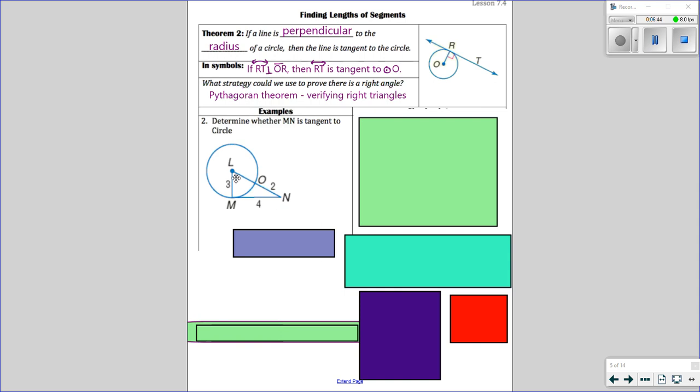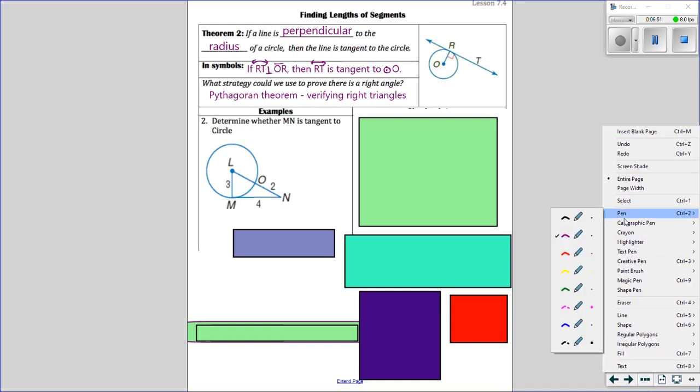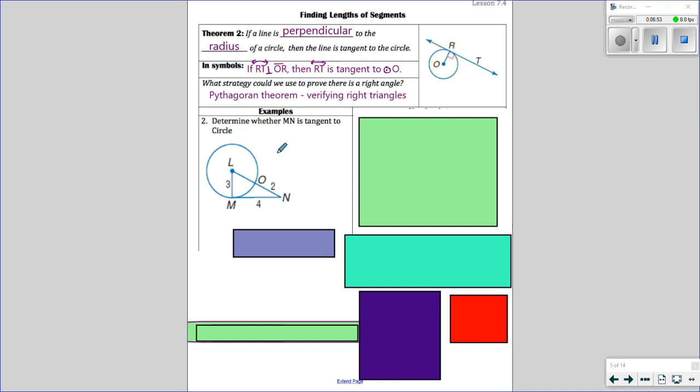So with our second example, it says determine whether MN is tangent to circle, that should be circle L, so I'll just fill that in. So circle L. All right. Let's look at the parts that we know about the circle. We see that LM is 3. LM is the radius because it starts at the center of the circle and goes to a point on the circle, which is M. So that radius is 3.